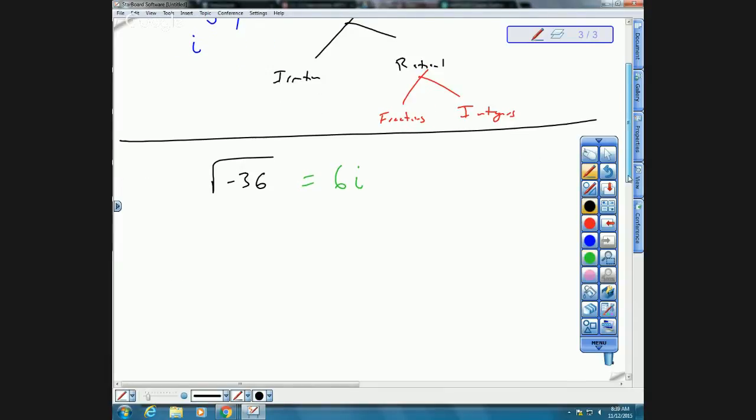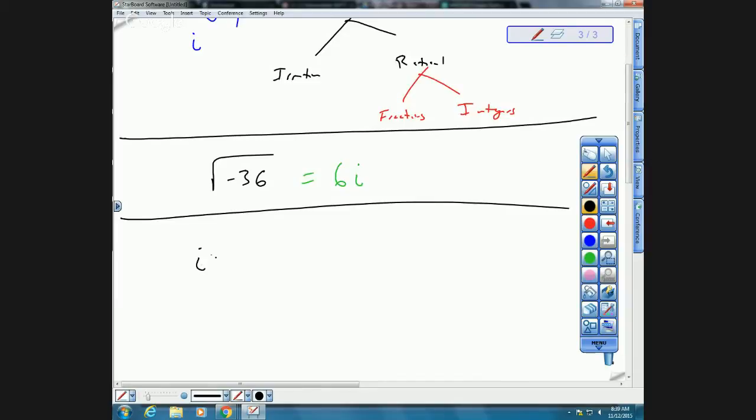The definition of i is actually the square root of -1. Because what I could do to this problem is separate it out to 36 and -1. So that becomes 6 and that becomes i. If I wanted to get rid of this radical, couldn't I just square both sides, right?